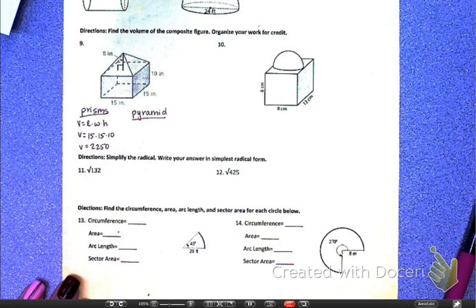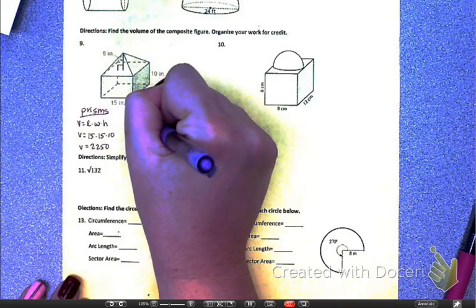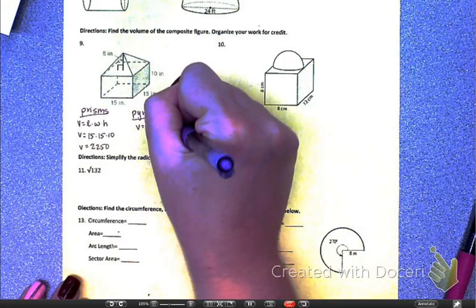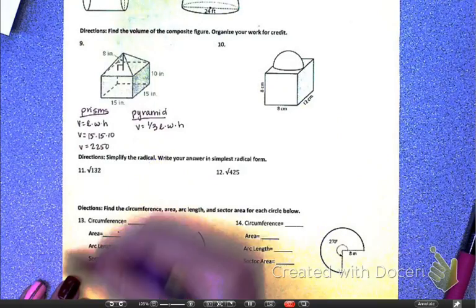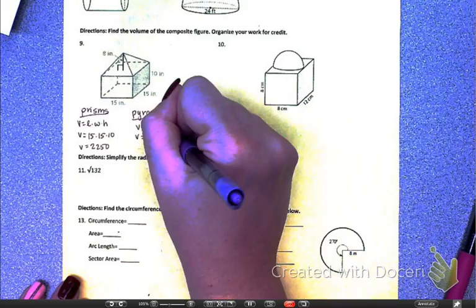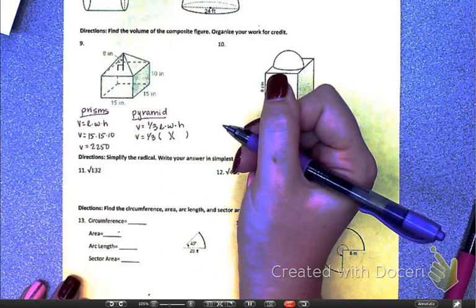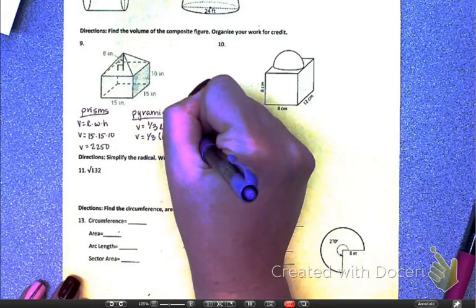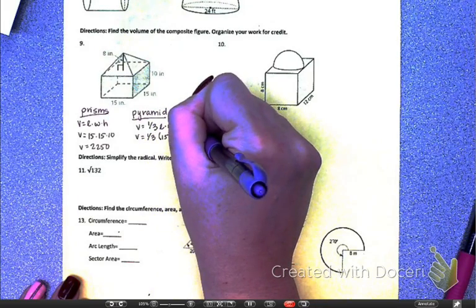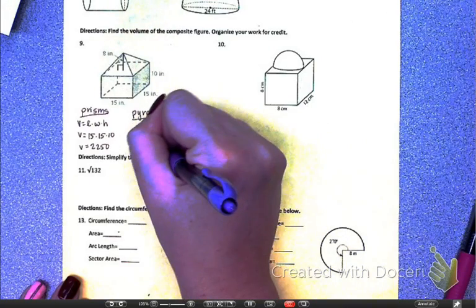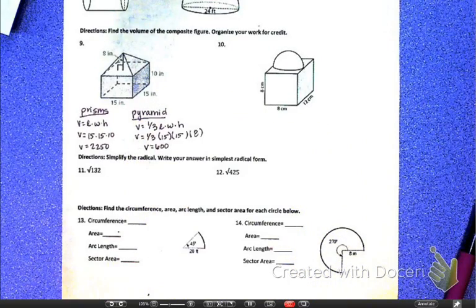For the pyramid, it's 1/3. My base is still a rectangle, so length times width times the height of the whole thing. So 1/3 length. What's my length and width of the pyramid base? 15, 15. 15 and 15 still, and what's the height of the pyramid? The height of the pyramid is 8. So when you multiply all of that out, you get 600. Now what am I going to do with those 2 volumes?